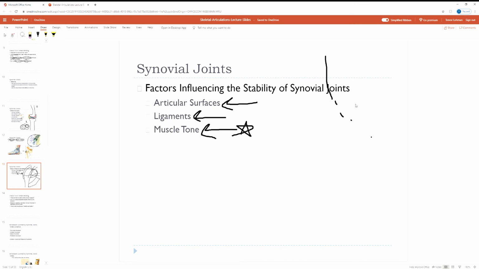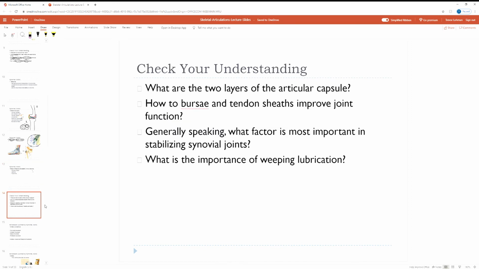So, test question: muscle tone is the biggest contributor, but they're all important. Check your understanding. I mentioned this briefly. What are the two layers? The fibrous joint capsule, which is lined by the synovial membrane. Together, those are called the articular capsule.